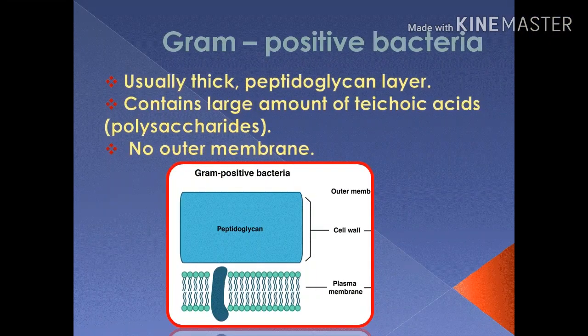In the gram-positive bacterial cell wall, a thick layer of peptidoglycan is present above the plasma membrane, and there is no outer membrane. In the diagram we clearly see this. There is no outer membrane, and the thick peptidoglycan layer is present. It also contains a large amount of teichoic acid, which is a type of polysaccharide carbohydrate, and it also forms a complex with some other compounds.